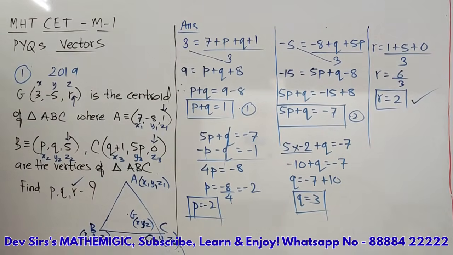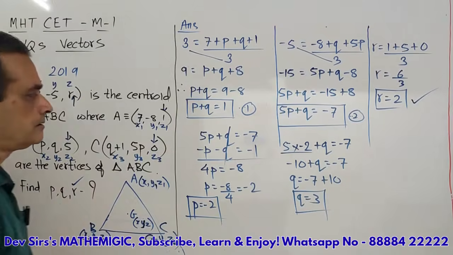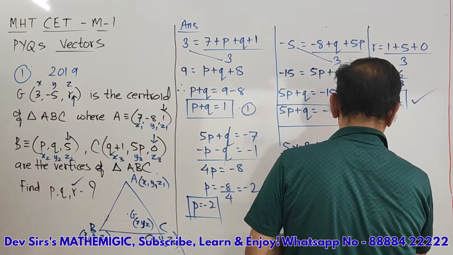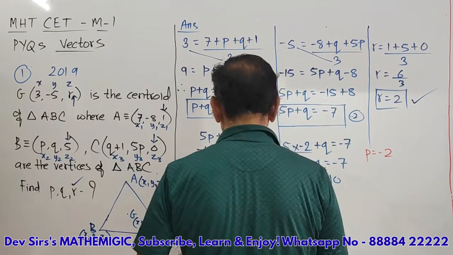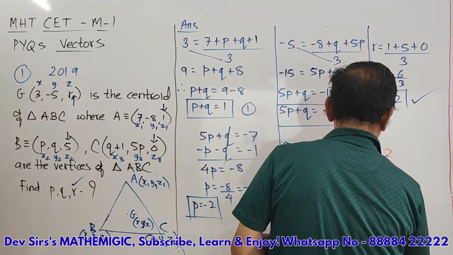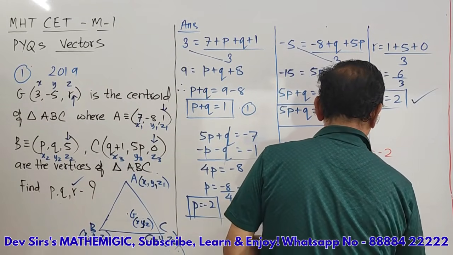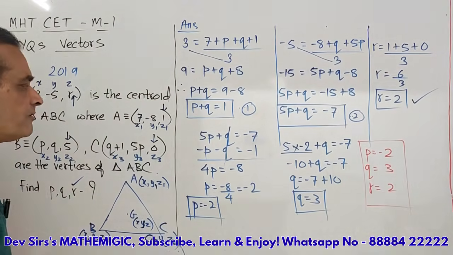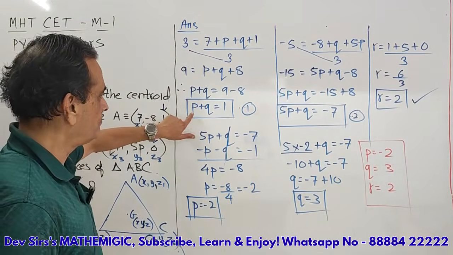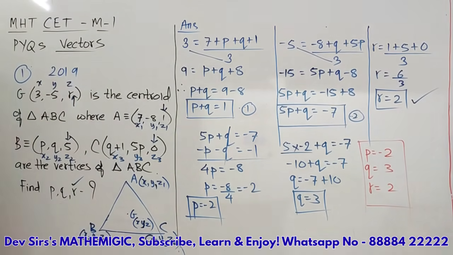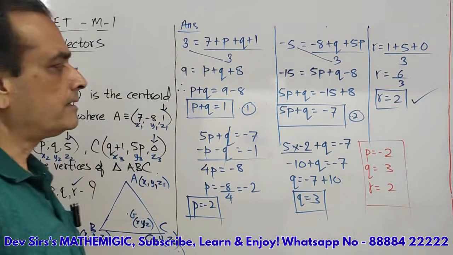So while writing the final answer, you can write it as, this answer is given. P equal to minus 2, Q equal to 3, R equal to 2. That is the option given. You can also find the value of Q by substituting in this equation. यहाँ पे minus 2 की वैल्यू डाली तो Q डायरेक्ट मिल सकता है, right?